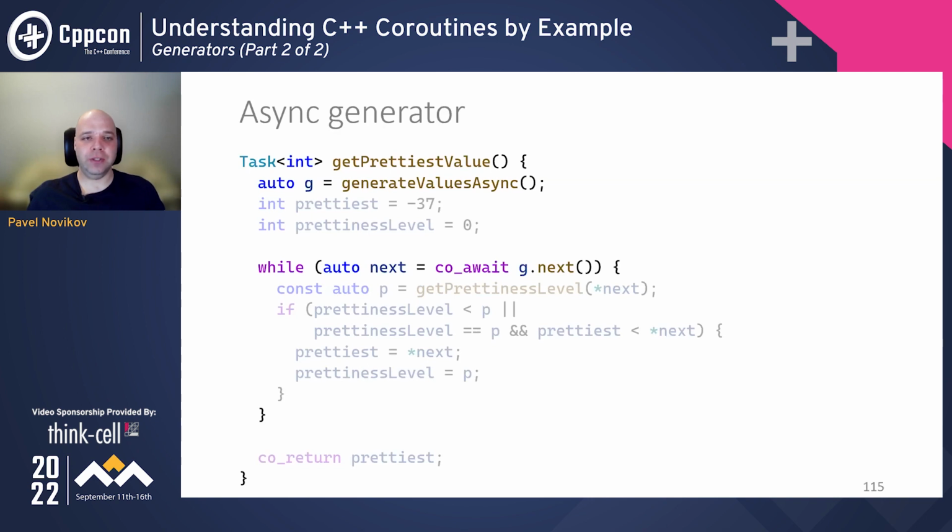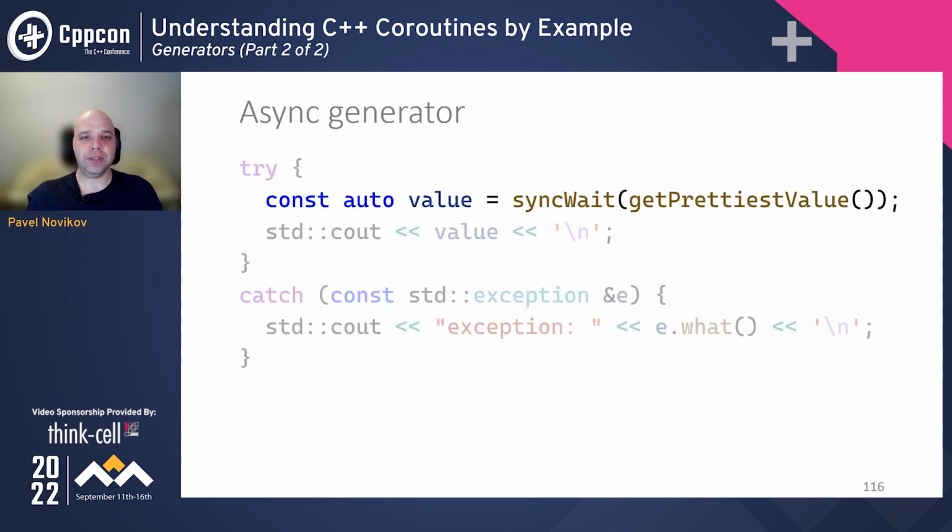The co-await expression results in an optional-like type that we can check for emptiness. If this result is empty, it means that the generator has no more values. If this result is not empty, we can get the result, for example, by dereferencing this optional-like type. In our case, we'll just use optional, not to complicate things further. And let's see how we can do it.